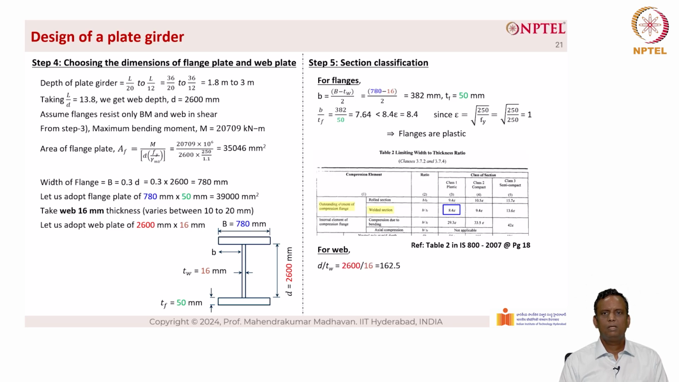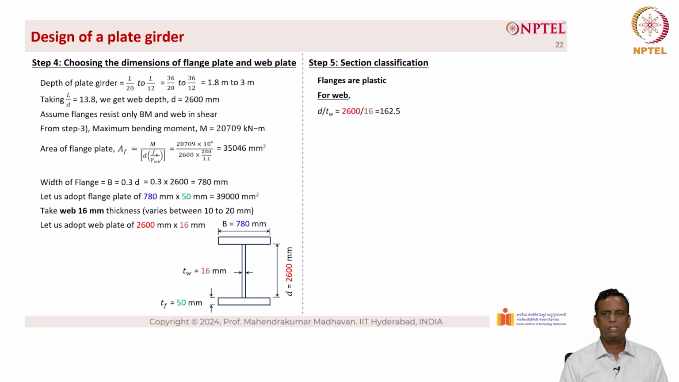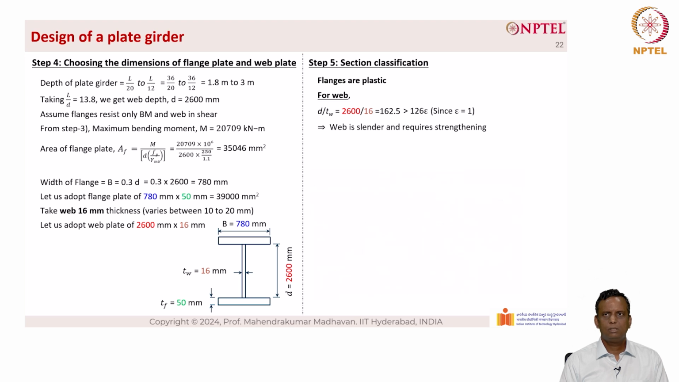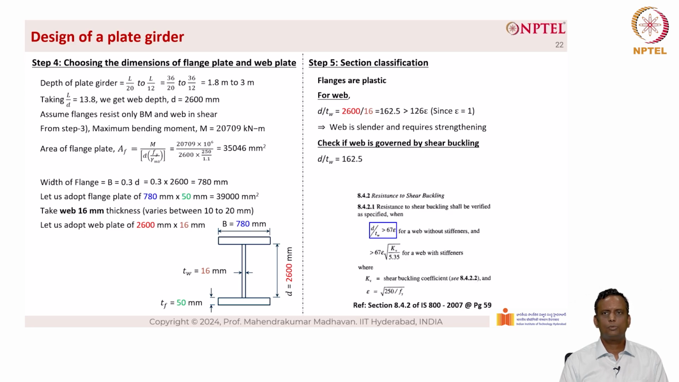Now for the web, d by t_w equal to 2600 divided by 16, which is equal to 162.5. With the neutral axis at mid depth, 162.5 is actually greater than 126 epsilon, and hence the web is slender and requires strengthening. Check if the web is governed by shear buckling. So d by t_w equal to 162.5.